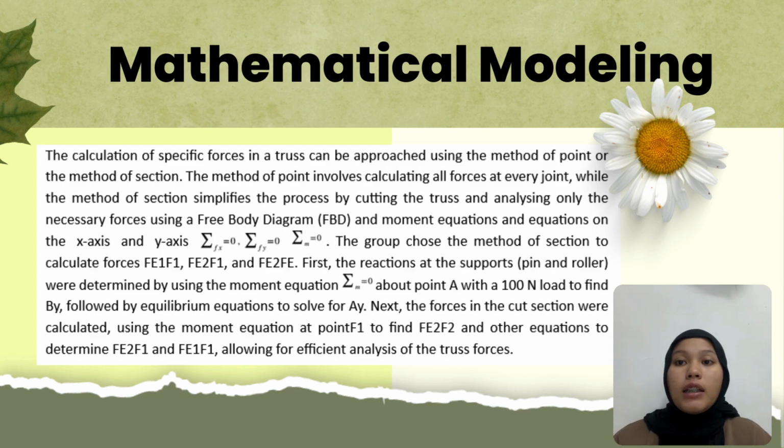So at first, they calculate the reaction at the supports, pin and roller, by using the moment equilibrium equation, sum M equals 0 about point A, to find the force at B. Then they use the force equilibrium equation, sum Fy equals 0, to solve for the force at A. Once the reactions were determined, the group applied the method of sections by making a cut through the truss to isolate the relevant members.